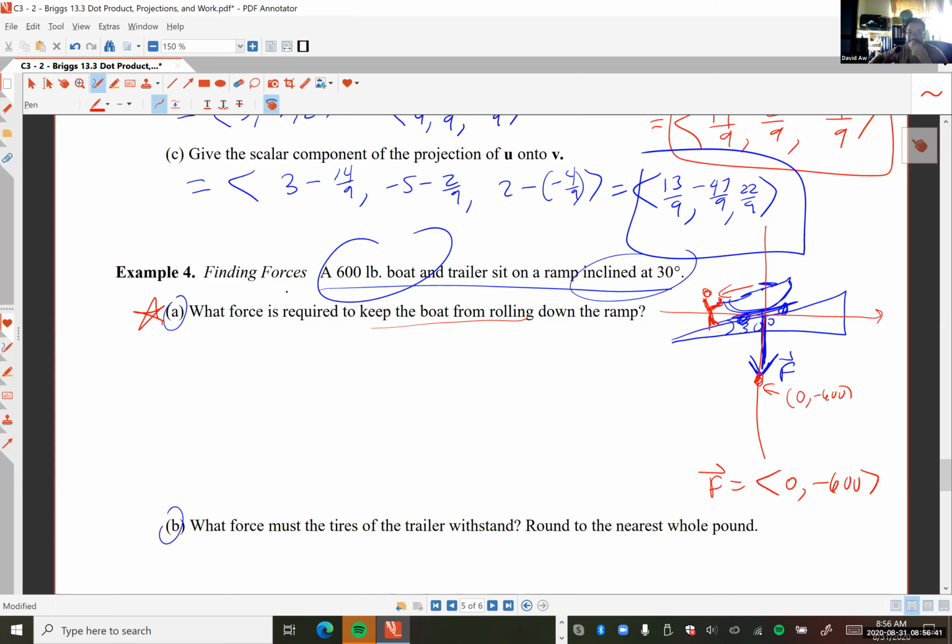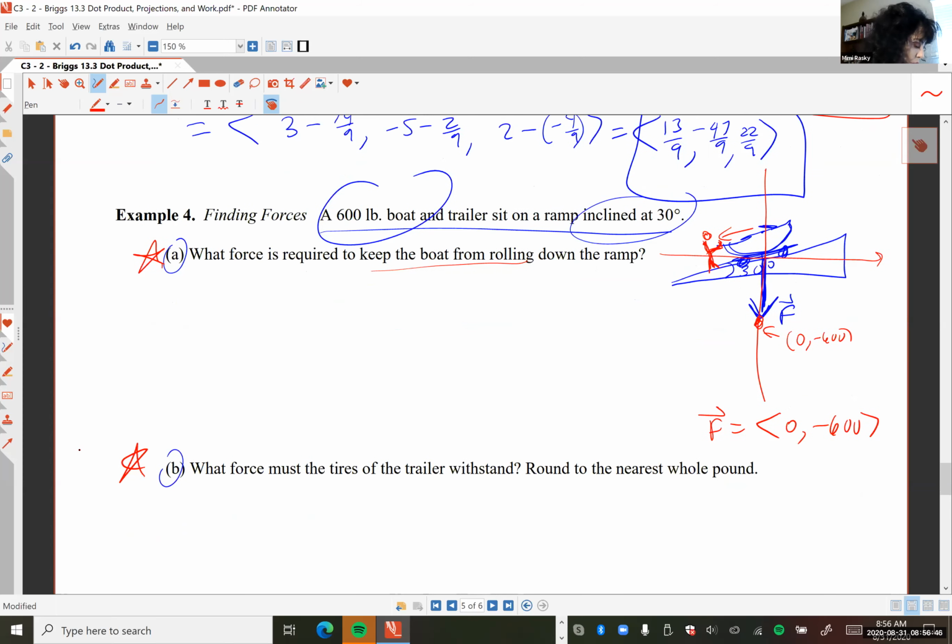That's one of the forces they want us to figure out. The second force is what force must the tires of the trailer withstand? You can think of the tires as pushing perpendicular to the ramp. They're pushing down that way, and that's the force that the tires have to withstand. Okay? So I've gotten a little messy here, but here's the plan. We're going to project this force vector, big F, onto the ramp.